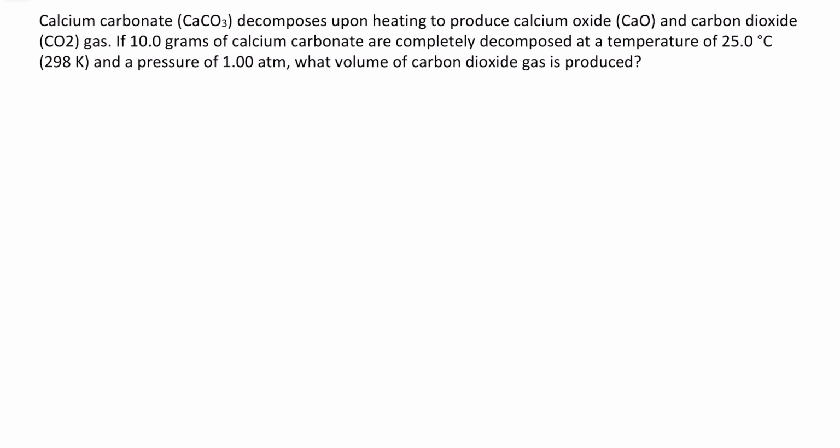So first, we're going to need our balanced chemical equation, which is not given to us. So we're going to have to write it on our own. So we have calcium carbonate in solid form reacts to form calcium oxide, CaO in solid form, and CO2, carbon dioxide gas.